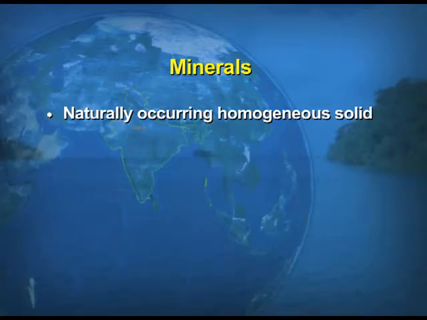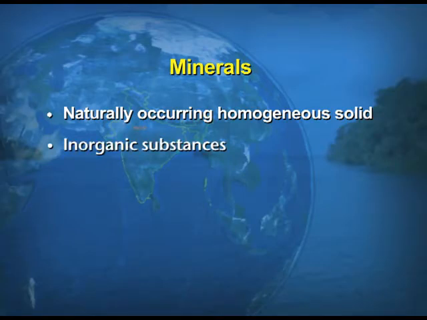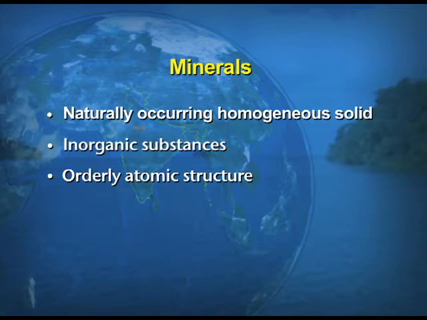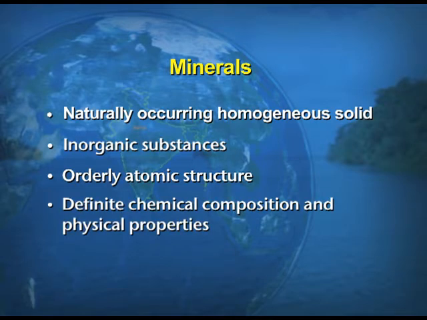Now, the question is how to define the word mineral. So, dear students, I am going to tell you the 4 proper characteristics of the mineral that will help you to define the term mineral. Number 1, minerals are naturally occurring homogeneous solids. Number 2, minerals are normally inorganic substances. Number 3, they have an orderly atomic structure. And number 4, all minerals have a definite chemical composition and physical properties.